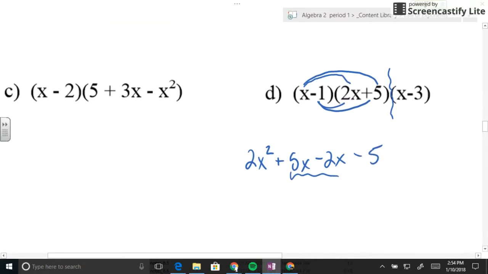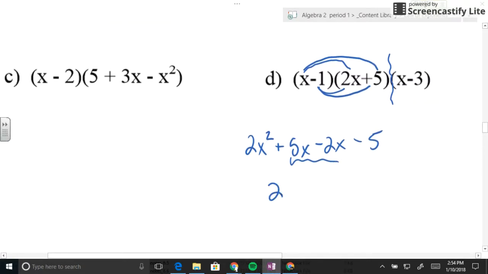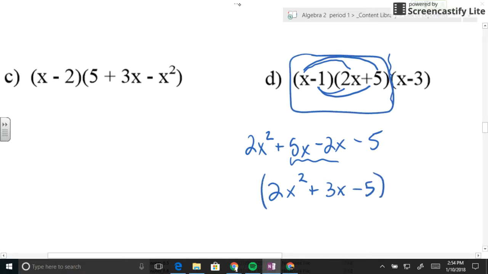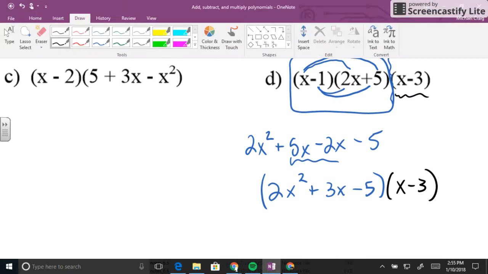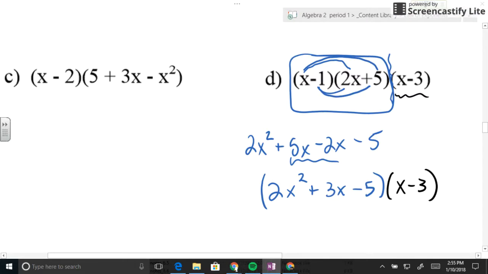Combine our like terms there in the middle. 5x minus 2x is 3x. So we get 2x squared plus 3x minus 5. That's what we get when we multiply just these first two binomials. And now we have to multiply that by the third binomial. The third binomial here is x minus 3. So now I have to take this x minus 3 and multiply it by 2x squared plus 3x minus 5. So I have to once again distribute.